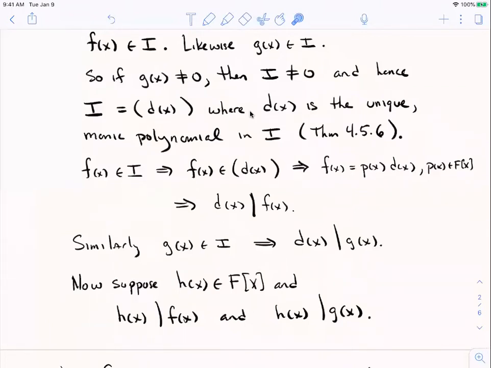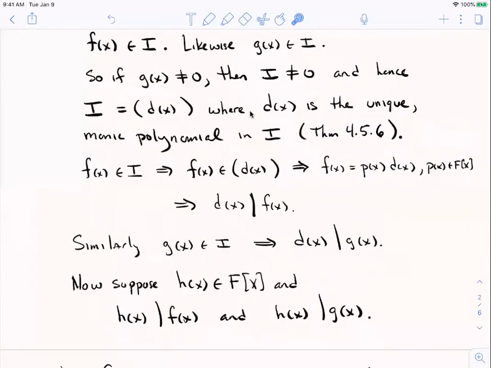Similarly, I'll let you walk through the details, but because G belongs to I, D also divides G. So there you go. D is a common divisor of F and G. So for the last part, suppose I have some polynomial H that also divides F and G. All right, got to use the definition of divides.